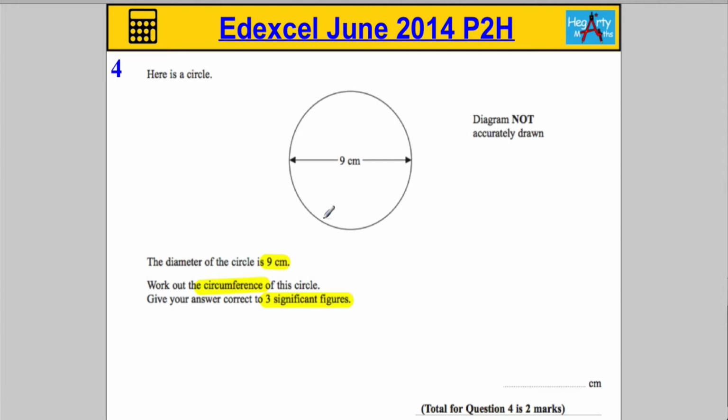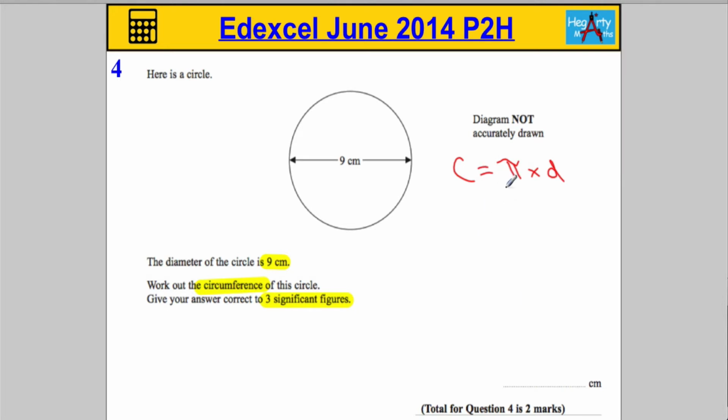Now, I tell my students this all the time. You're absolutely crazy if you go into your exam not knowing the formula for area and circumference of a circle, because they do often get tested and you can't get the marks if you don't know the formula. So just learn it. The circumference of a circle is equal to pi times the diameter.